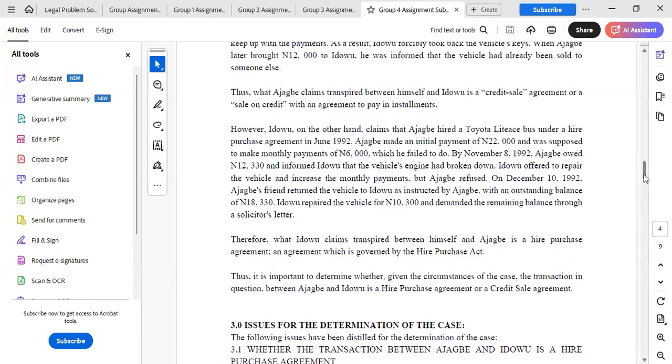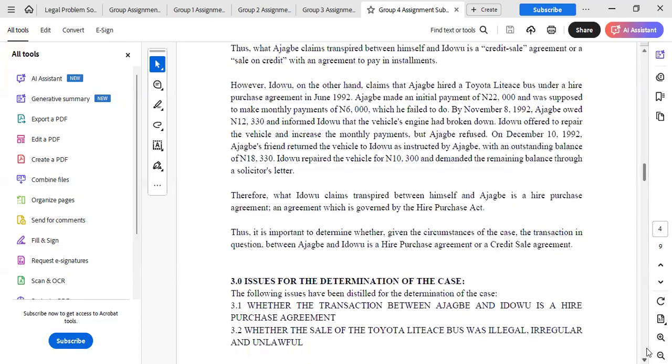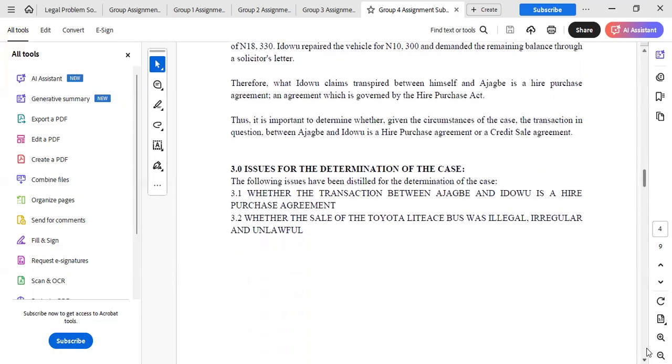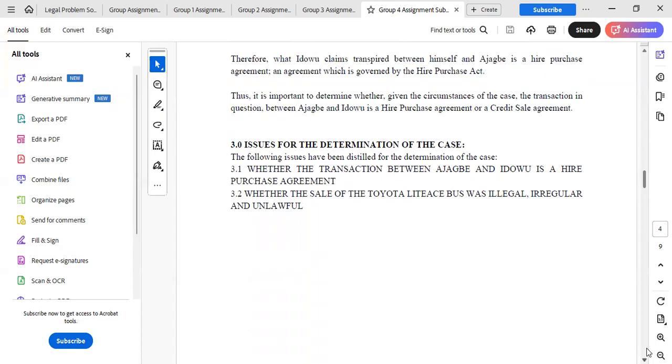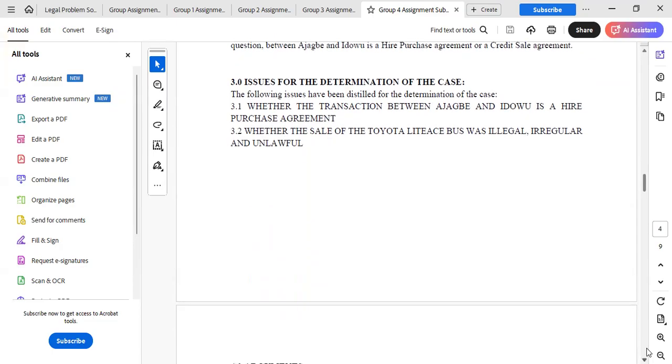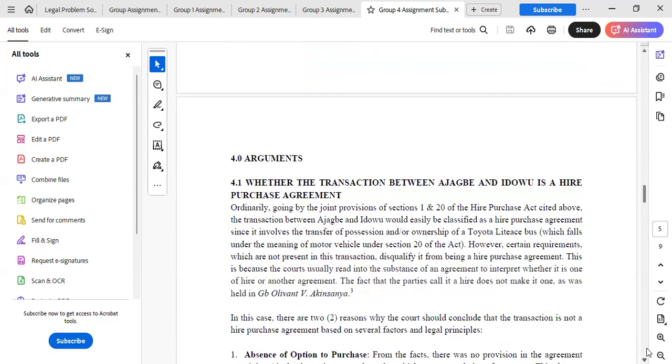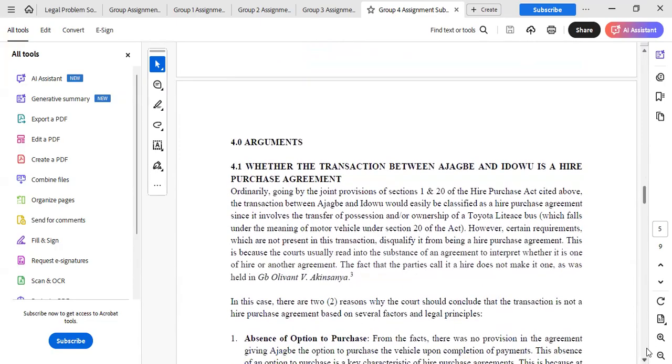And then just giving you a breakdown, just like the facts are. This one is very straightforward because you're just getting the material facts. Then for the issues for determination, you can see that it's been outlined: whether the transaction between them is a hire purchase agreement, whether the sale was illegal, irregular and unlawful. So you can see the issues. Now from the issues, we now have the arguments. So you are now arguing each of those issues. Mind you, when you are looking at case studies, each of the paragraphs is likely to have at least one issue.